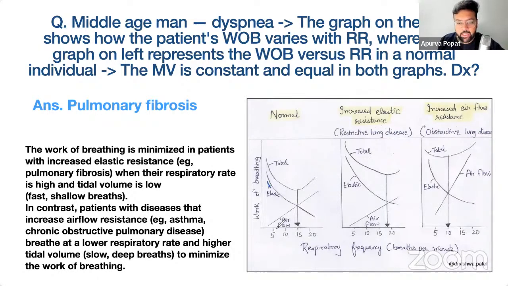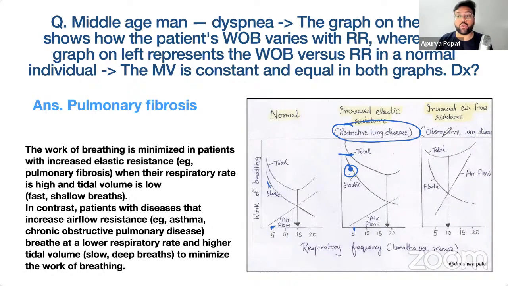This is elastic and this is airflow resistance. Okay, if you look at restrictive lung disease, the elastic tissue is so high that if you keep your respiratory rate very low, like let's say only 5 times a minute, there is a lot of elastic force because of a lot of elastic tissue. So if they breathe very little per minute, their work of breathing will be very high. They'll spend a lot of energy in order to overcome that elasticity.